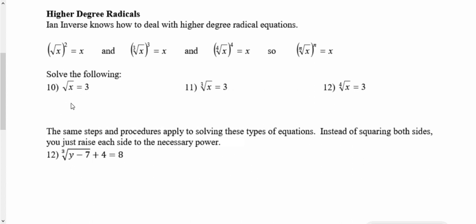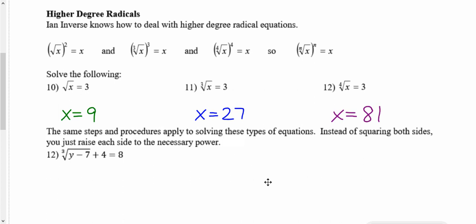If I wanted to undo the square root of x equals 3, I would square both sides, and that gives me x equals 9. If I had the cube root of x equals 3, I would cube both sides, and that would give me x equals 27. If I have the fourth root of x equals 3, I would raise both sides to the fourth power, and 3 to the fourth power is 81. Again, you could check all of these. They were simple equations, so it's obvious to see that they work.